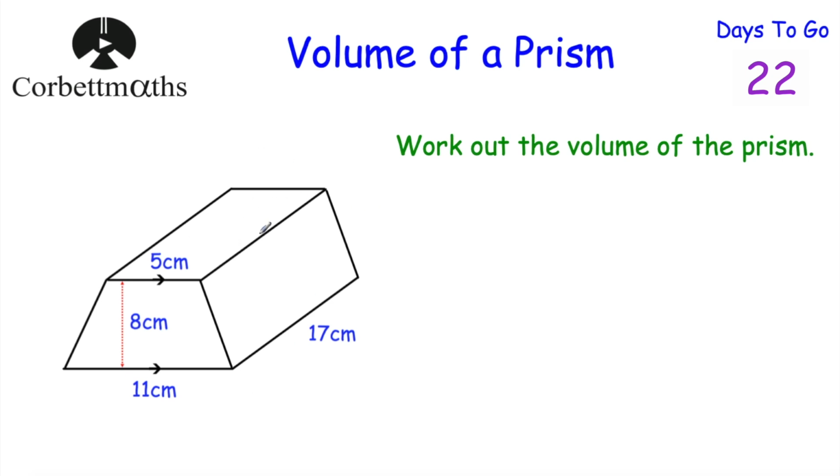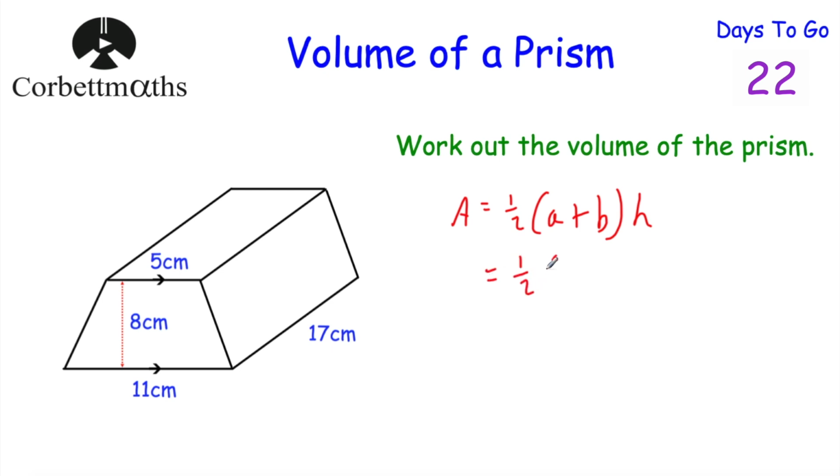Here we've got a prism, and feel free to press pause and find the volume of this prism now. Okay, so the cross-section of the prism is a trapezium, so we need to find the area of a trapezium. Think back to our previous videos. The area of a trapezium is equal to half a plus b, which is the two parallel sides, multiplied by the height. So the parallel sides added together are 5 plus 11, we half that, and then multiply by h, the distance between them, which is 8.